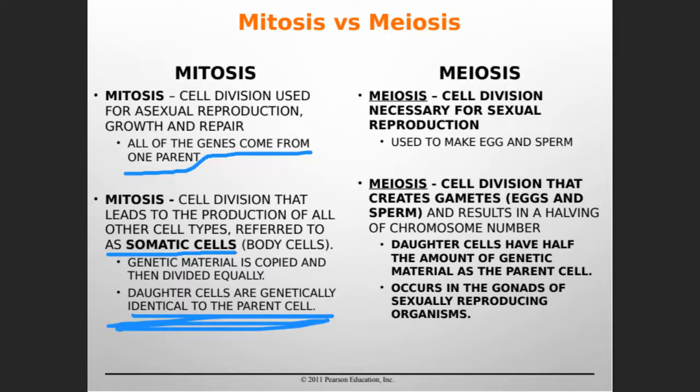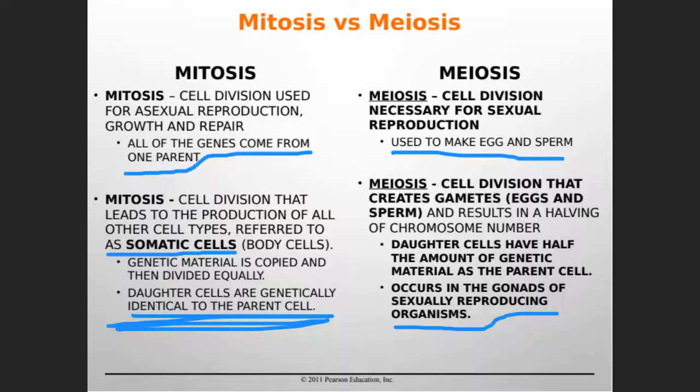Meiosis is sexual reproduction, right? Used to make the egg and the sperm. In meiosis, cell division that creates these gametes results in halving of the chromosome number. They go from diploid to haploid. So the daughter cells have half the amount of genetic material as the parent cell. And again, it occurs in the gonads of sexually reproducing organisms. Now remember, the cells in the gonads, like the testes and ovaries, are going to go through mitosis too until they're going to become either a sperm or an egg. Then they go through meiosis.